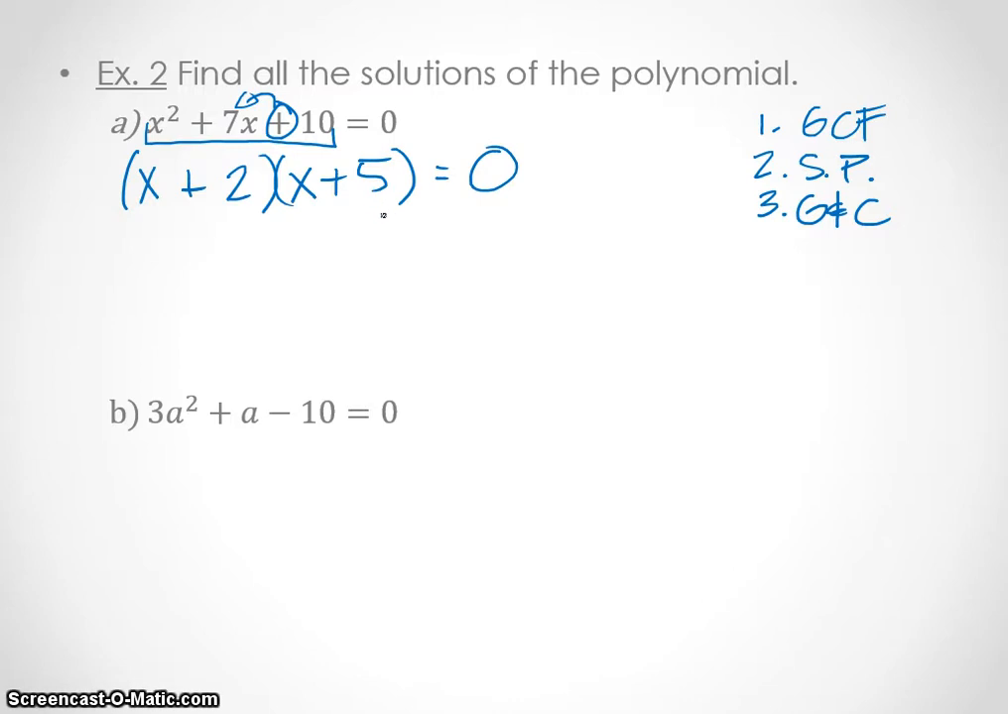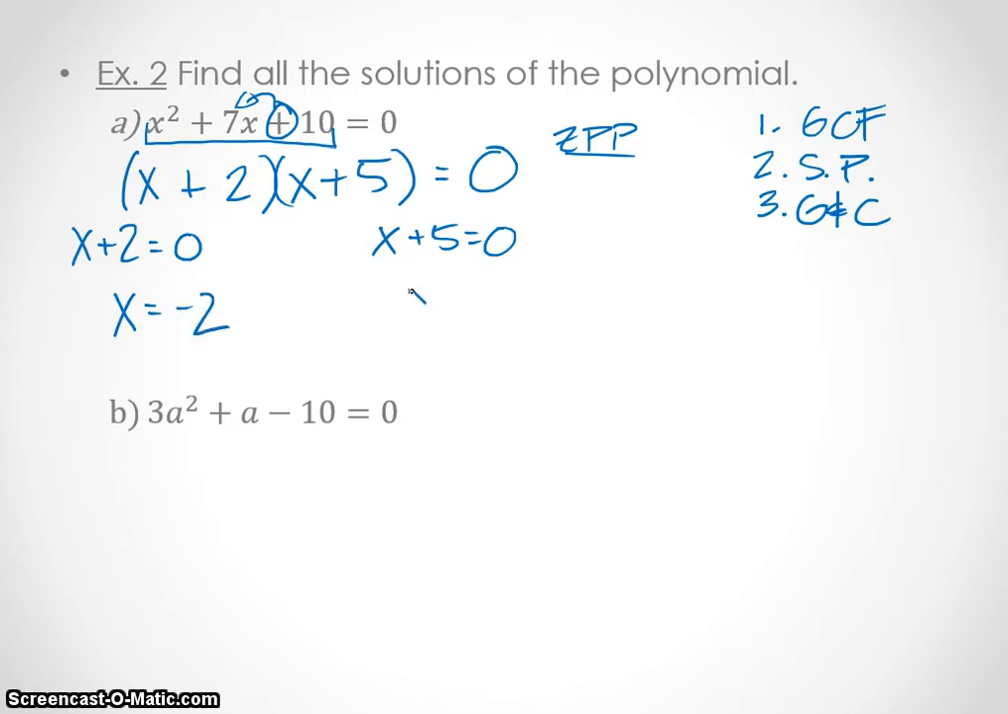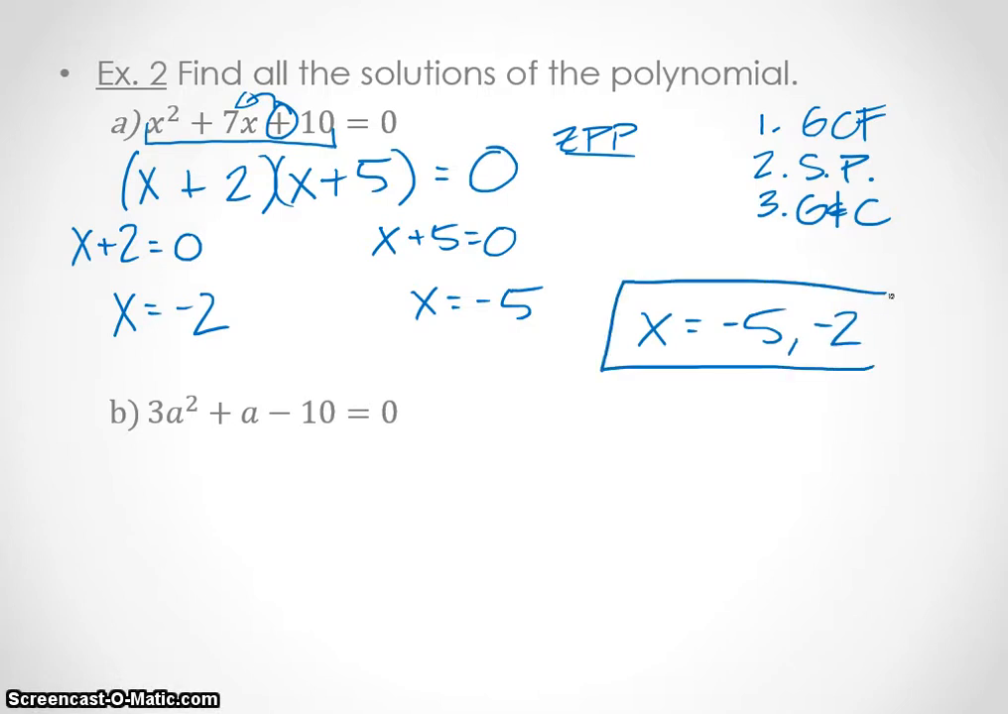Now that we have this in factored form, we can use that zero product property to split these up. So we have x plus 2 equals 0 and x plus 5 equals 0. And then to solve here, we would subtract 2 from each side and get negative 2. Here we would do the same thing but get negative 5. So our two answers here are negative 5 and negative 2. Now, it's no surprise, these are both plus, plus, so the answers are going to be opposite signs, negative 5 and negative 2. So if you can recognize that, you don't have to do this part anymore. Be my guest to just say, oh yeah, negative 5 comes from this one and negative 2 comes from this one. That is A-okay.